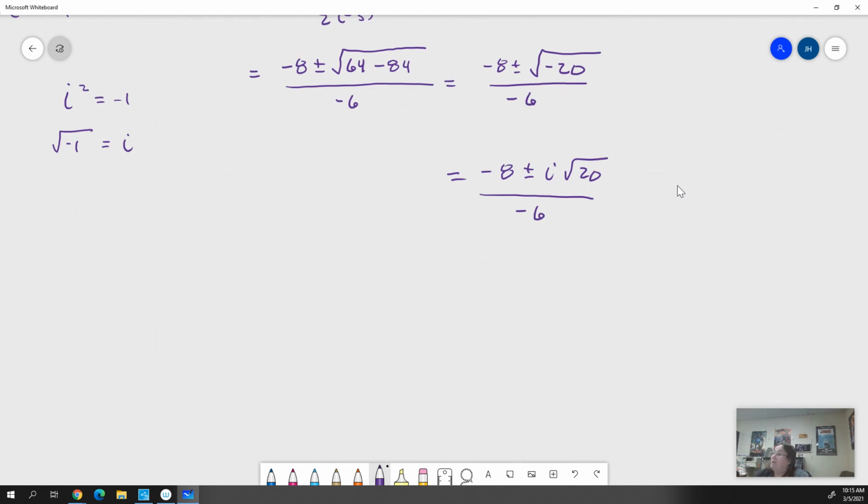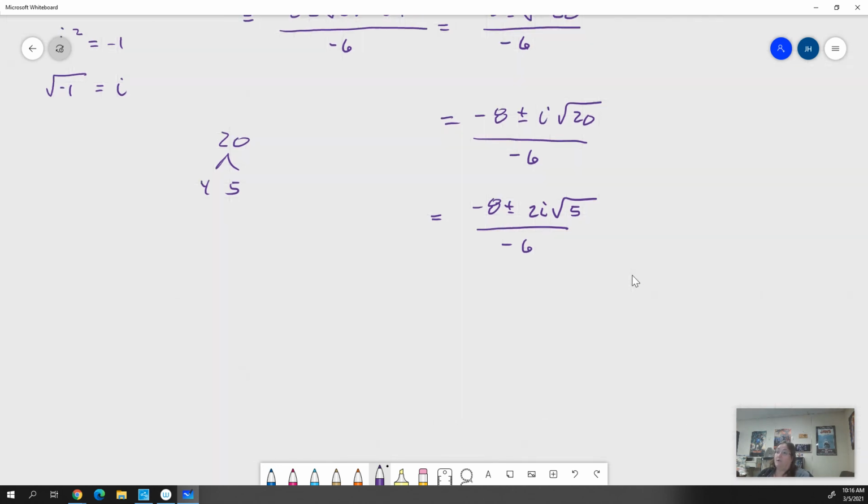The next thing we have to do is break down that 20. It's not a perfect square, but we can pull stuff out of it because 20 is 4 times 5 and 4 is 2 times 2, right? So I can write this now as negative 8 plus or minus 2i times the square root of 5 over negative 6. And the only thing I'd have left to do now is reduce this fraction because everything is divisible by 2, right? Including this negative 6.